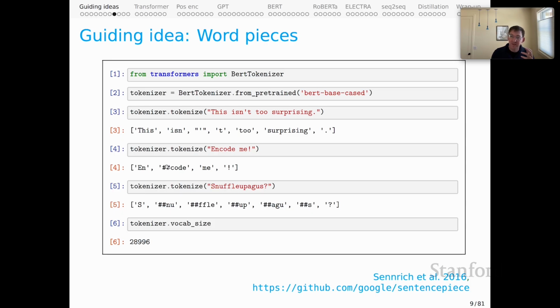And if you tokenize a word like snuffleupagus, you get a sequence of 1, 2, 3, 4, 5, 6 parts to that single word that came in. The effect here is that we can have a vanishingly small vocabulary. There are under 30,000 words in this BERT tokenization space, so a very small embedding space, but nonetheless, when we encounter words that are outside of that space, they don't get unked out, but rather we analyze them into subword pieces that we do have embedding representations for.